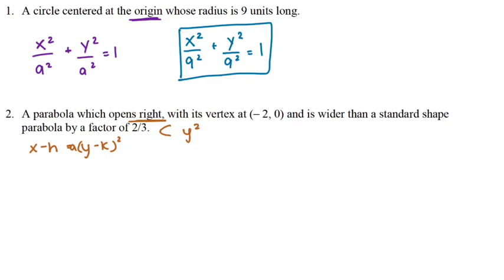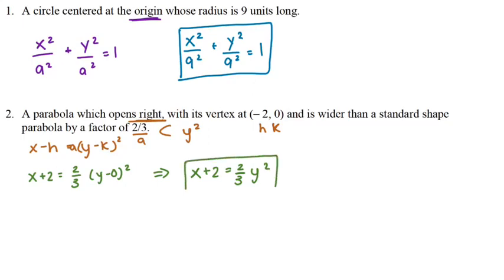Now, what do we have? Well, I know h and k are -2 and 0. When we say that the standard shape is wider by a factor of 2/3, that becomes the a value. That's our stretch. So fill in what we know. I know h is -2. This becomes x plus 2 is equal to our stretch 2/3 y minus 0 squared. Now, don't leave it like that. That is not simplified with that y minus 0 sitting there. I am going to write the final answer as x plus 2 is equal to 2/3 y squared. Okay, that is the final answer. You could move the 2 to the right if you'd like. Doesn't really matter.